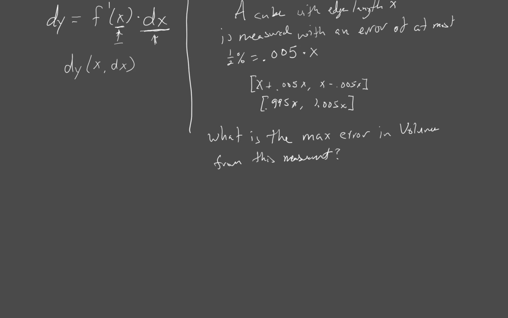So let me kind of draw a picture, right? So here is a cube with a side length of x, let's say x, but our measurement might not be perfectly accurate to what the cube actually is. Maybe the cube extends a little bit this way, right? And then also a little bit higher.